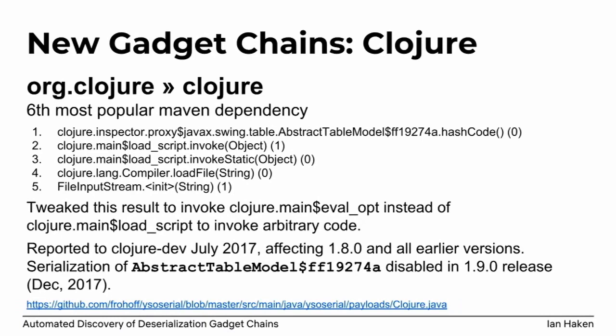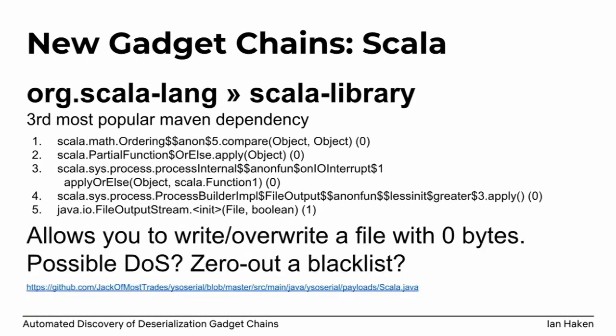It's been in all versions of Clojure since like 1.2.0, which is like 8 years old or something. I reported that to the Clojure dev mailing list, and they decided to just turn off serialization for this class, because who in the world even uses that anyway? So that's great. The 1.9.0 release doesn't have that gadget chain anymore. So cool, progress. All right, what else did Gadget Inspector find?